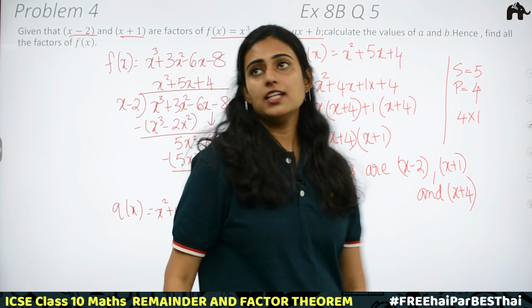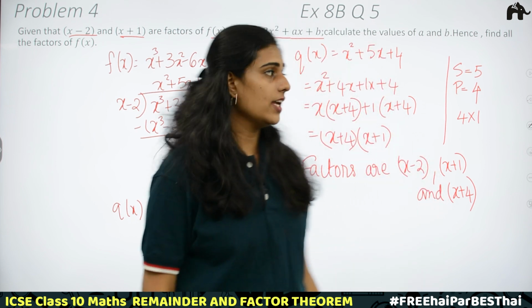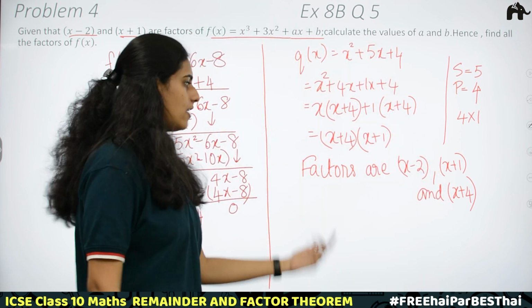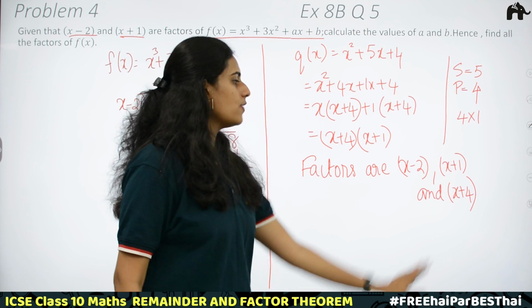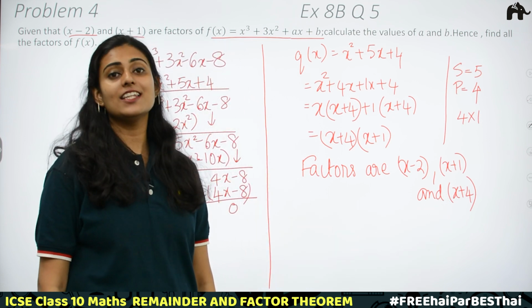Okay. Find all the factors of f of x. Here we don't need to find the value of x. We just need to find the factors. The factors are x minus 2, x plus 1 and x plus 4. Understood? Very easy, right? Okay, we'll solve the next problem.